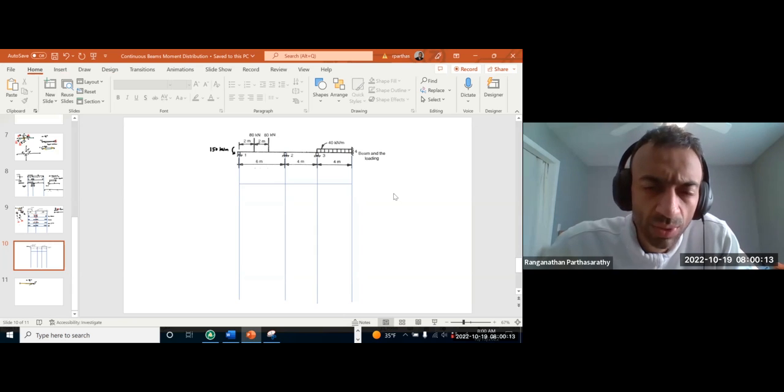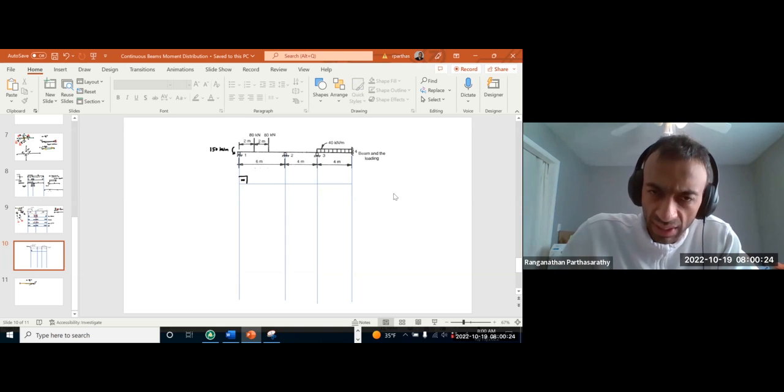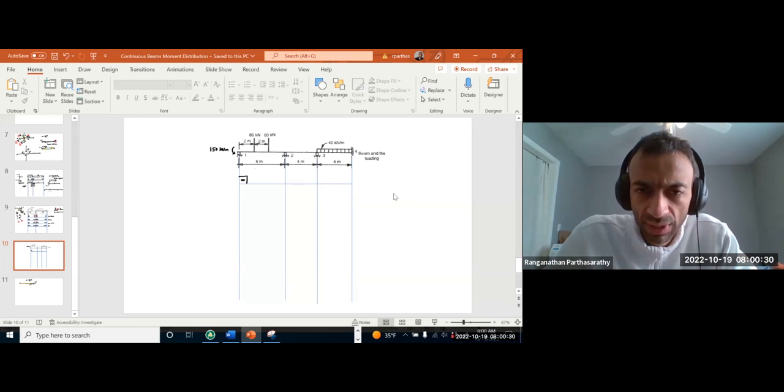Okay, now this one is a free end. So for free end, relative stiffness is infinity because everything will come to the right side. Left side is empty, nothing is going to go there. So it's infinity.